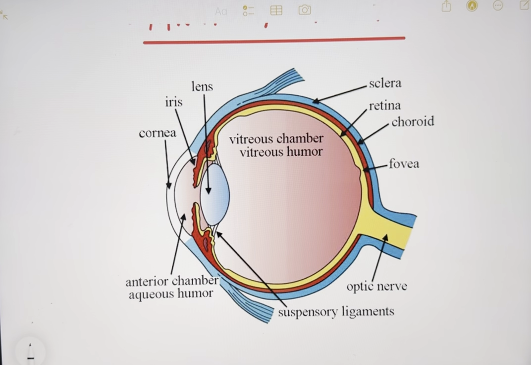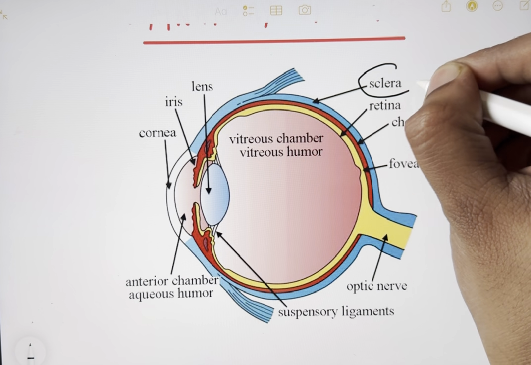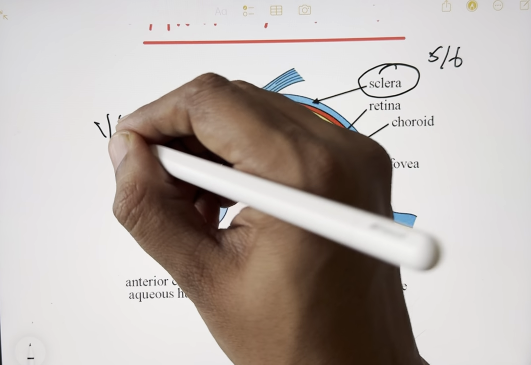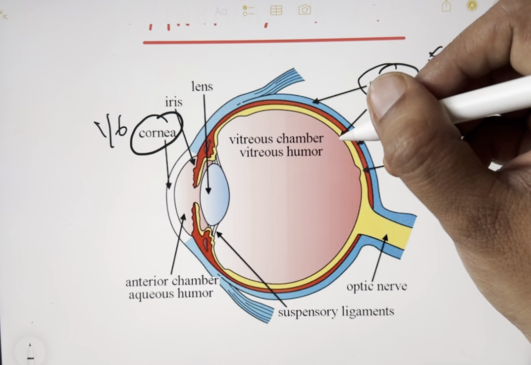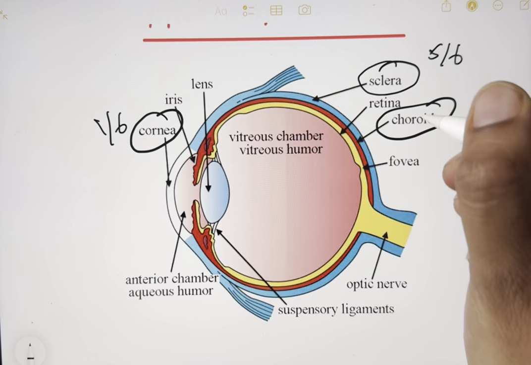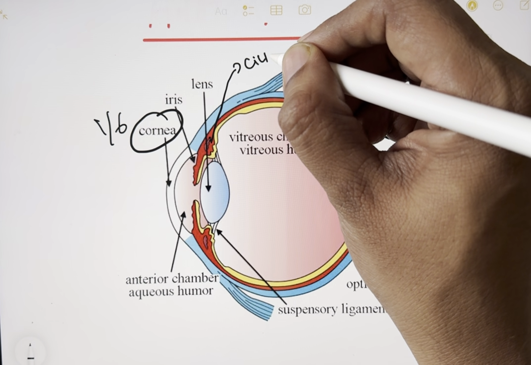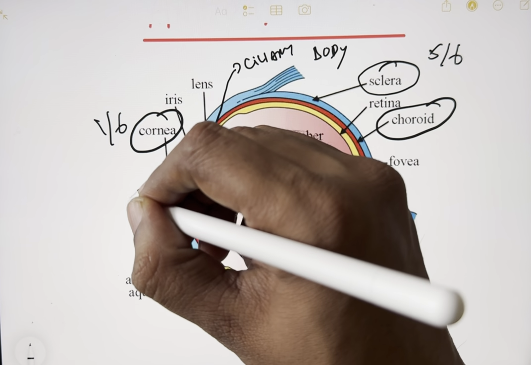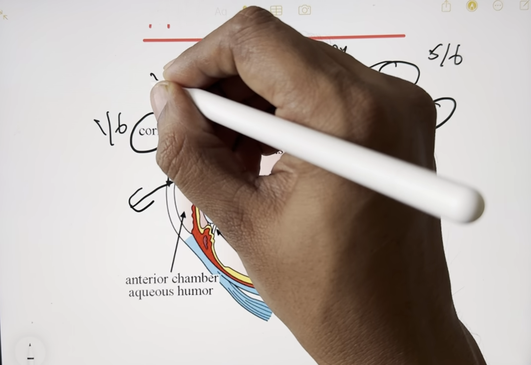So, let me summarize this with a schematic diagram from a textbook. Basically, the eye has 3 coats. The outer layer consists of the sclera, which makes up 5/6 of the part, and the cornea, which makes up the 1/6 part and is an avascular transparent structure. Then the middle layer consists of the choroid, the ciliary body and the iris, 3 parts.